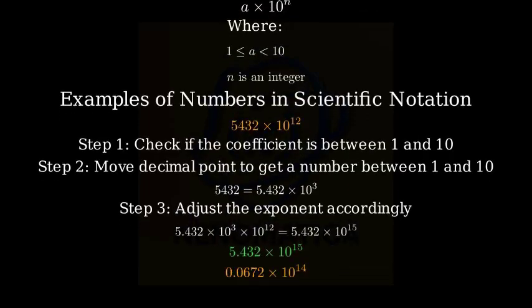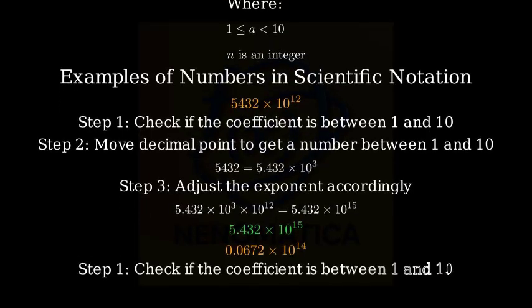Now, let's look at our second example, 0.0672 times 10 to the power of 14. Again, we need to check if our coefficient is between 1 and 10. Here, our coefficient is 0.0672, which is less than 1. So we need to move the decimal point to get a number between 1 and 10. We move the decimal point 2 places to the right, which gives us 6.72.